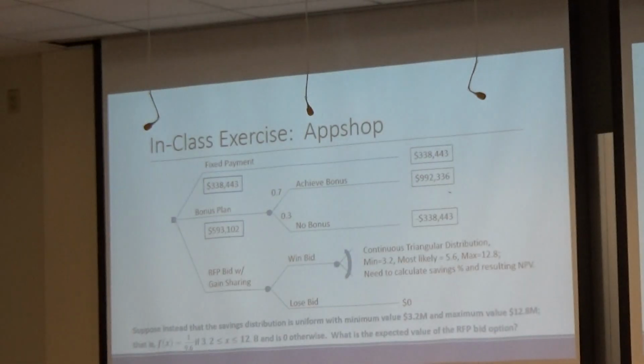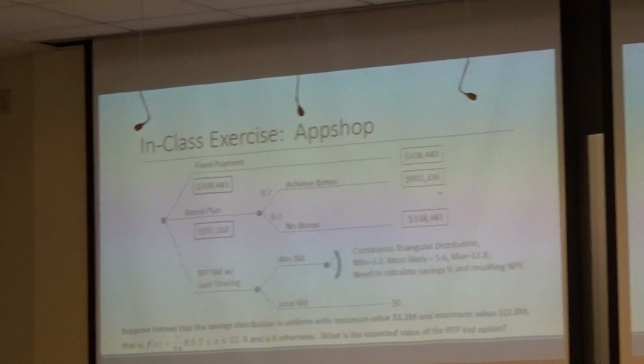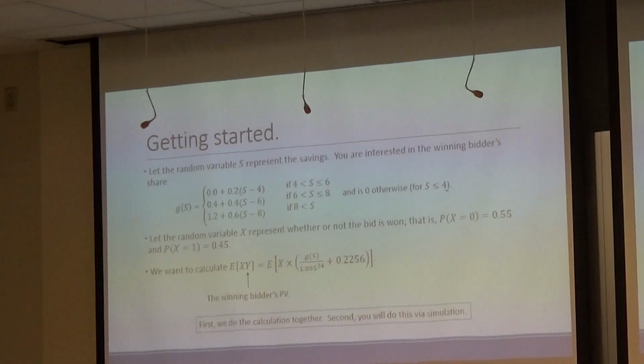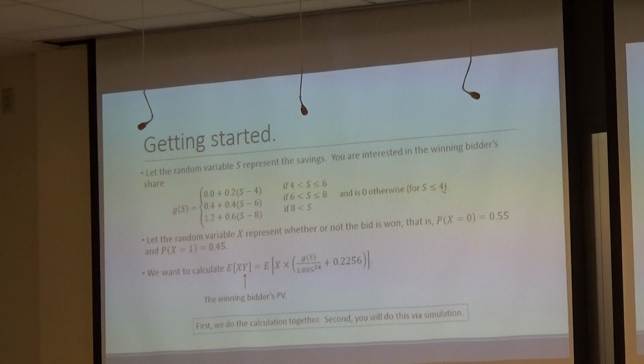Okay, so this is our step towards continuous triangular. What is the expected value of the RFP bid option? We are ready to do that now. Let's get started a little bit. I've got this random variable s that represents the savings. This is what I'm telling you to assume is uniform.